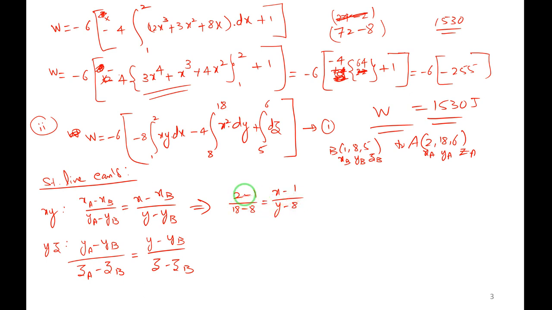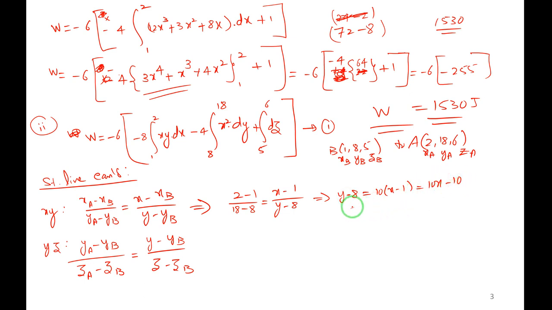So just subtract and cross multiply. 2 minus 1 is 1, 1 into y minus 8. So y minus 8 is equal to 18 minus 8 is 10, 10 into x minus 1. Yes, so I got this 10x minus 10.